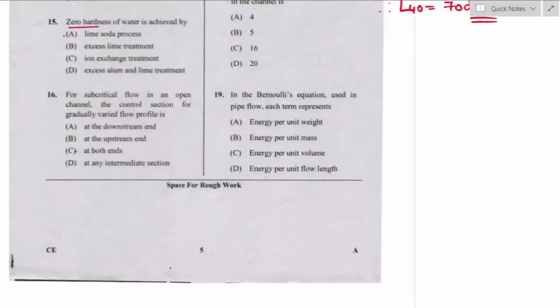Question number 15. Zero hardness of water is achieved by. Zero hardness is achieved by ion exchange method only. It is also called as zeolite process of base exchange treatment. So the right answer is option C, ion exchange treatment.